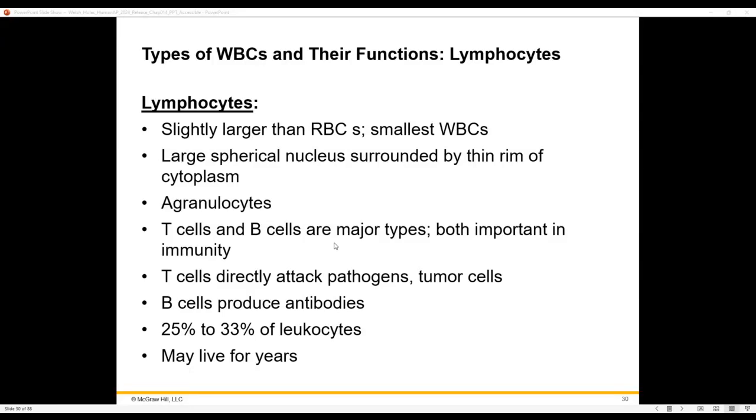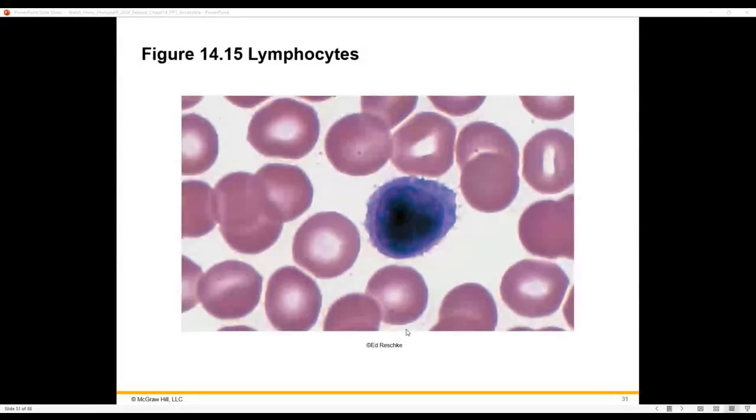T cells will directly attack pathogens and tumor cells, though. B cells will produce the antibodies. 25 to 33% of the leukocytes are the lymphocytes, and these may live for years. So here we show a lymphocyte.